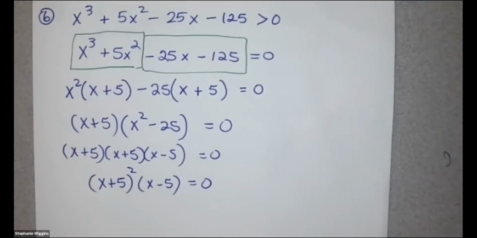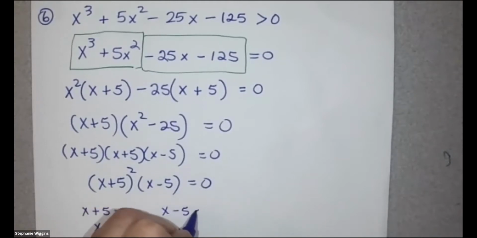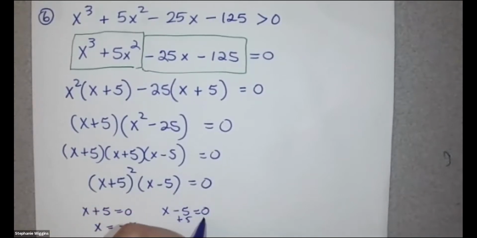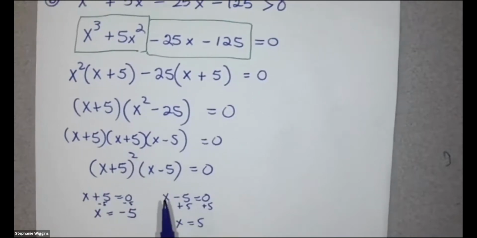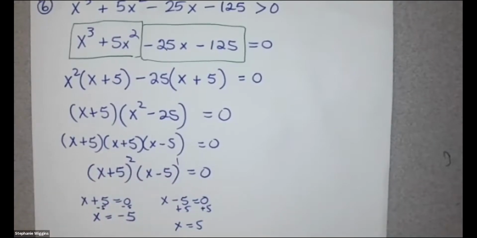So we have two zeros. If x plus 5 equals 0 from this factor, I subtract 5 from both sides and I get x equal negative 5. And then if I set x minus 5 equal to 0 and add 5 to both sides, I get x equal 5. So this is a real 0 with multiplicity 2, and this is a 0 with multiplicity 1, because that's just understood to be 1 there, okay?